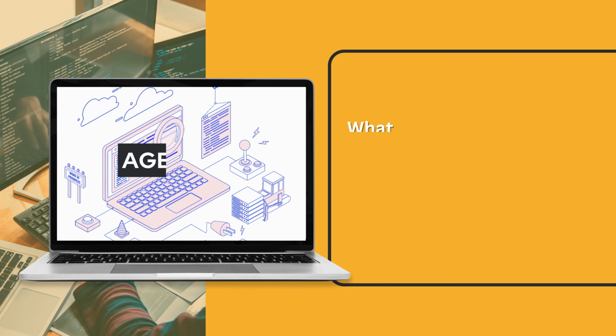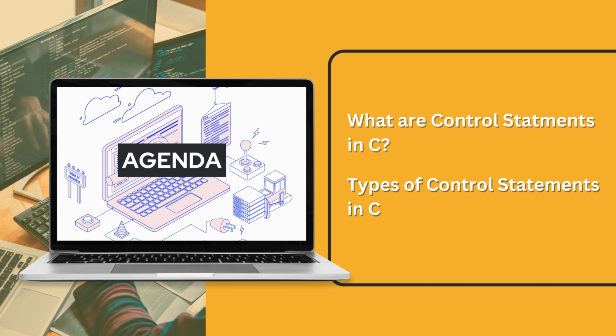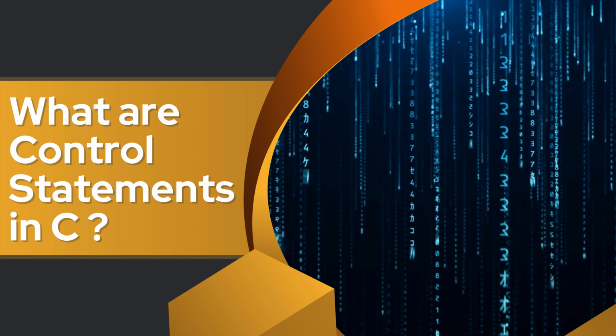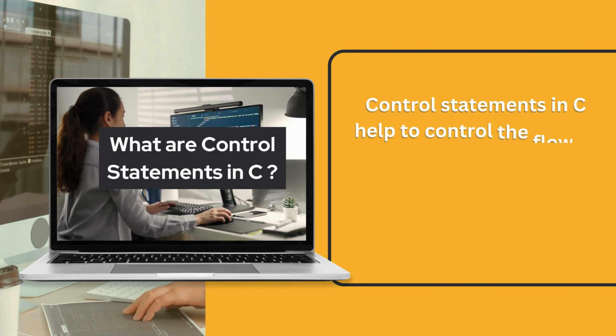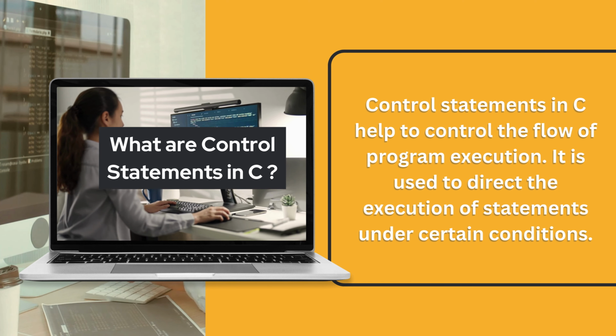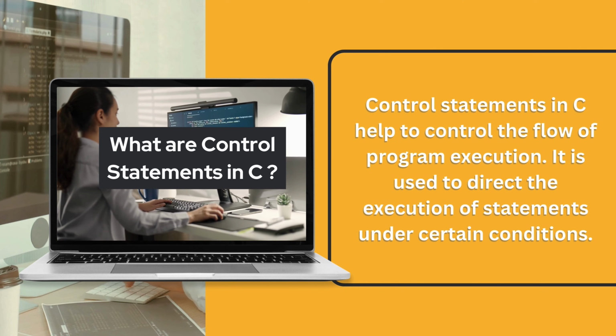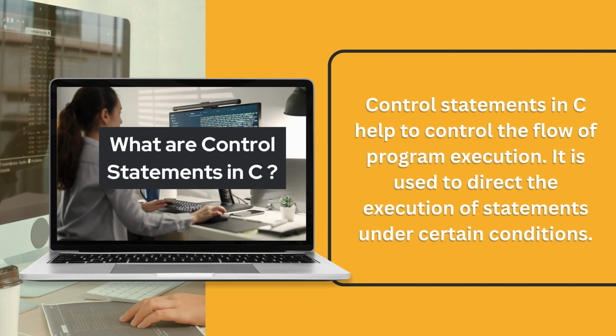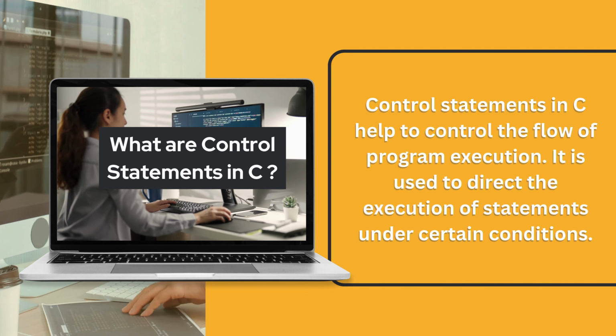First, let us start by understanding what are control statements in C and then the types of control statements. Now let's begin with what are control statements in C. Control statements in C help the computer execute a certain logical statement and decide whether to enable the control of the flow through a certain set of statements or not. Also, it is used to direct the execution of statements under certain conditions.